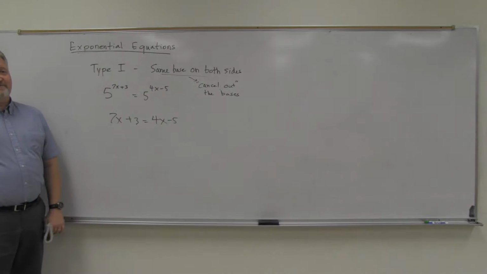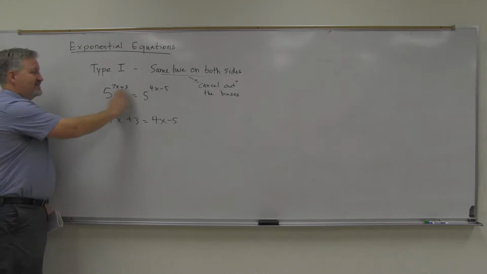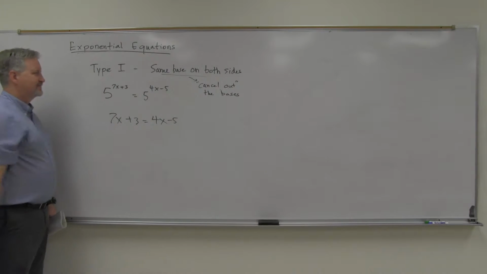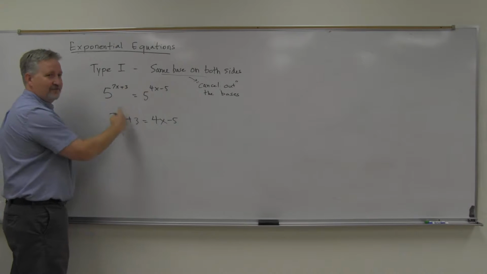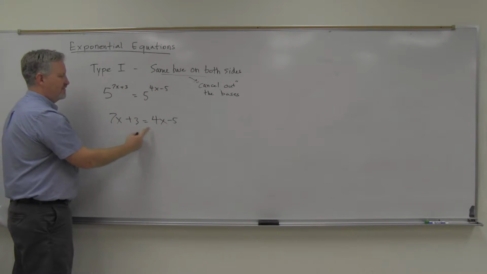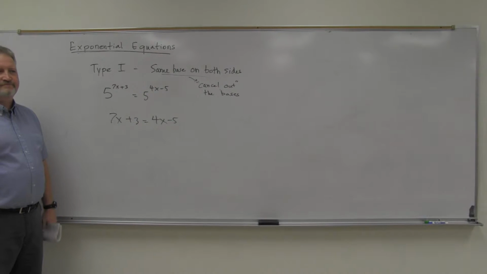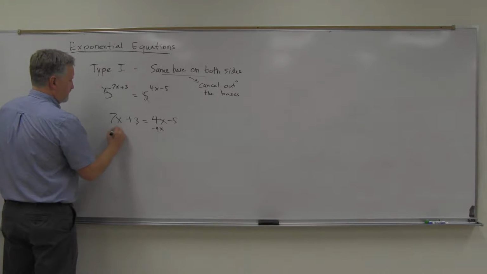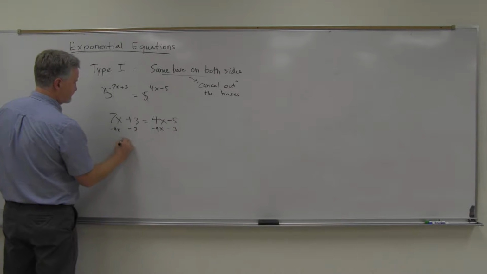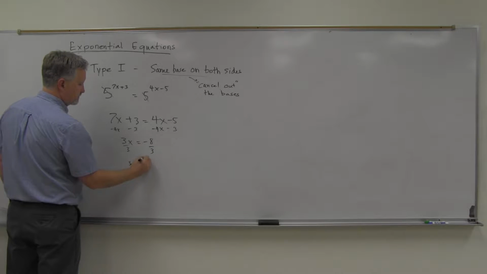It only works if you have the same base on both sides. Those bases just cancel out, so that just leaves you the exponents equaling one another. And if you thought about it, that probably makes sense. For this side to equal that side, you've got to have 7x plus 3 equals 4x minus 5. That's what makes these nice, because then you usually just have a simple equation. Subtract 4x, subtract 3. 3x equals negative 8. Divide by 3. You got x is negative 8/3.